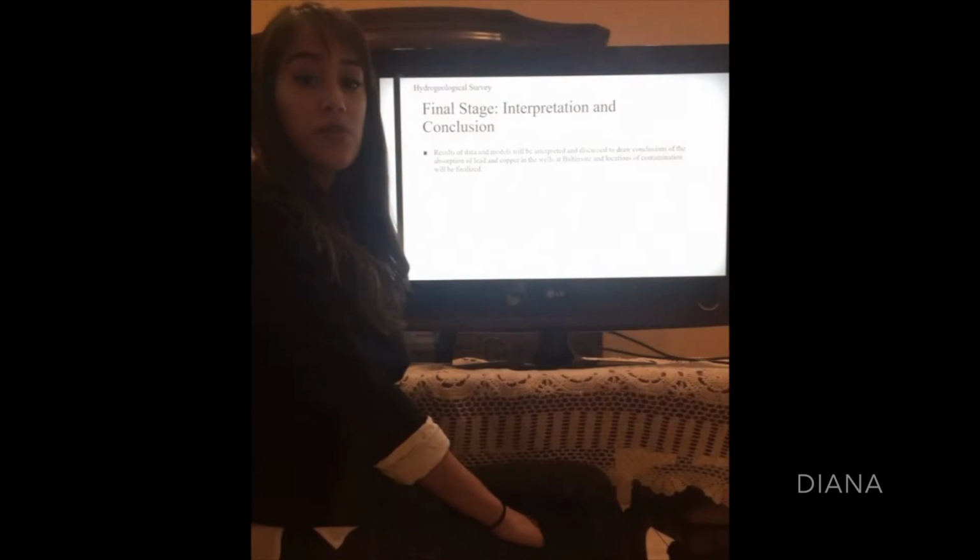The final stage will be used to interpret the models and draw conclusions on how the wells in Baltimore absorb lead and copper from Aberdeen Proving Ground.